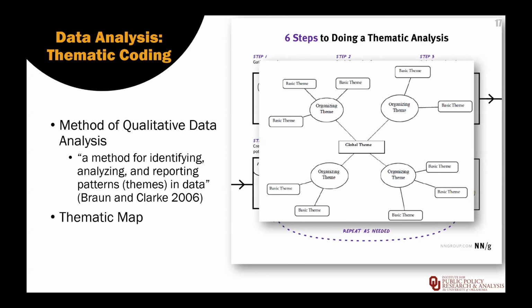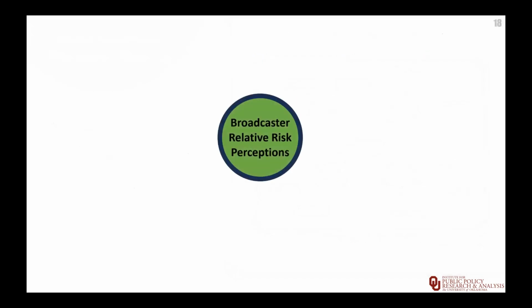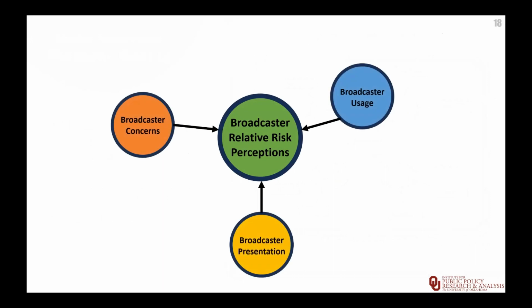The product of this analysis is something called a thematic map, which branches out from a global theme into organizing and basic themes that describe the overall message of what the interviewees were trying to tell us. Without further ado, here is that thematic map. We start in the center with broadcaster relative risk perceptions and break out into concerns, usage, and how broadcasters would present this product.